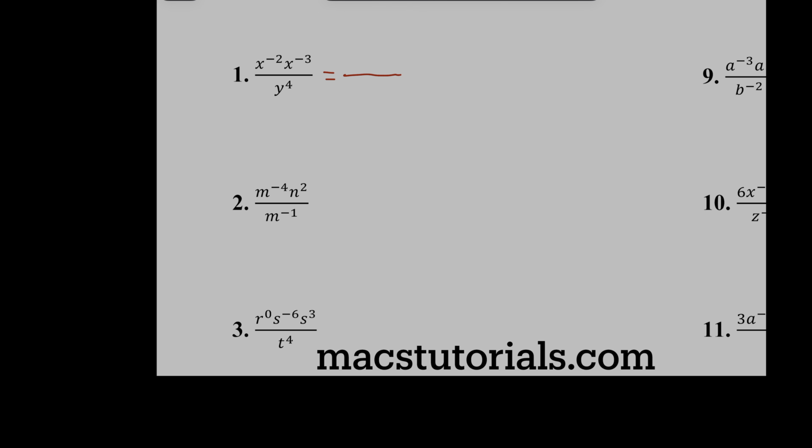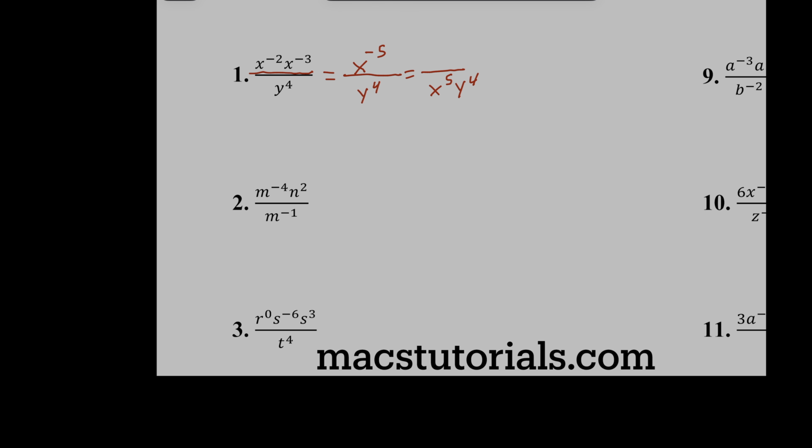All right, so the first thing I see here is that I have an x to the negative 2 and an x to the negative 3 on top. Now, when you multiply them together, which is what we're doing, we just add the exponents. What is a negative 2 plus negative 3? That would be a negative 5. y to the fourth. Now, what do we do with negative exponents? We flip them, and then we make them positive.